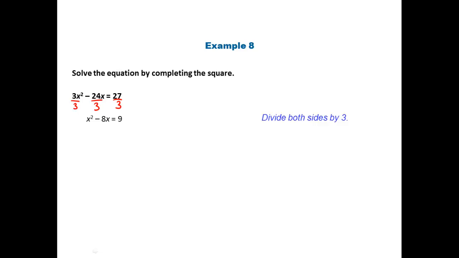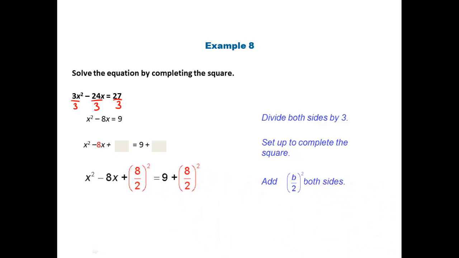Step 3, complete the square. So we're going to take half of -8 and square it, and make sure we add it to both sides. Half of 8 is 4, squared is 16. So we add 16 to both sides. Now we can factor this completely. Let's see, x minus 4 squared equals 25.